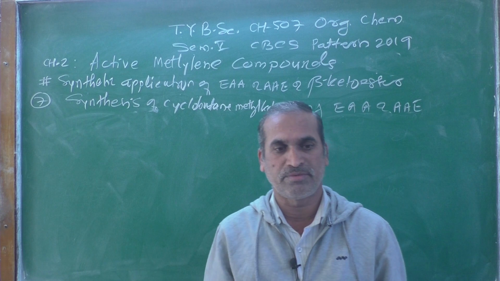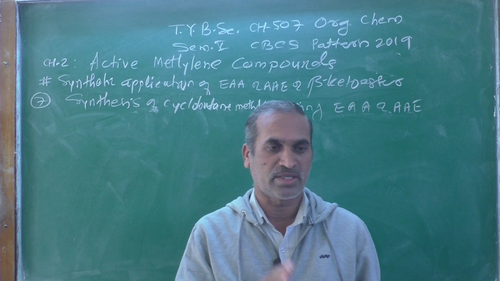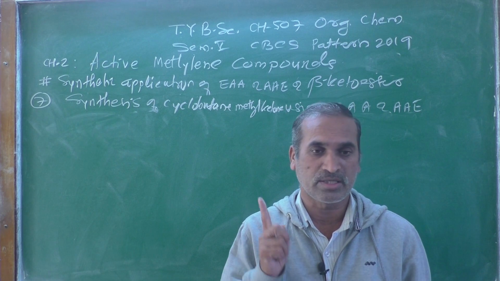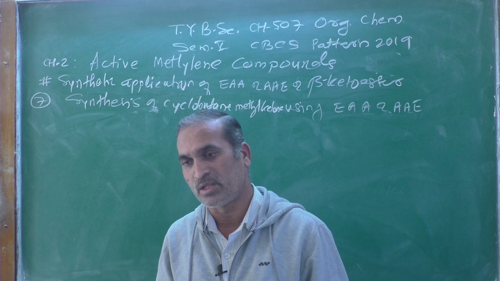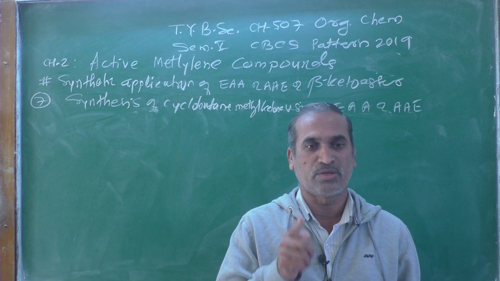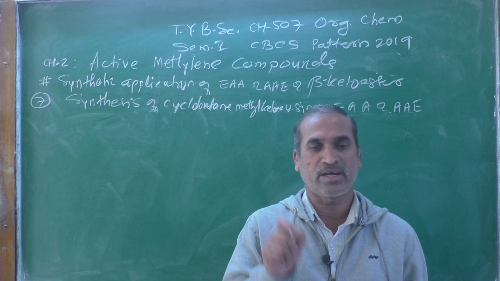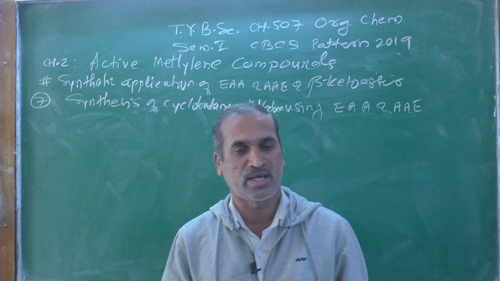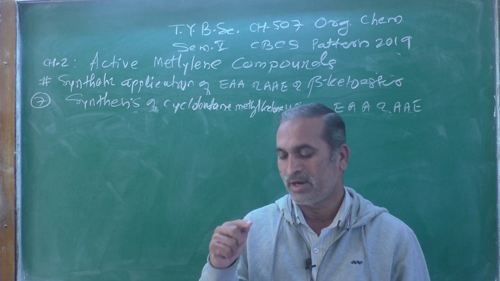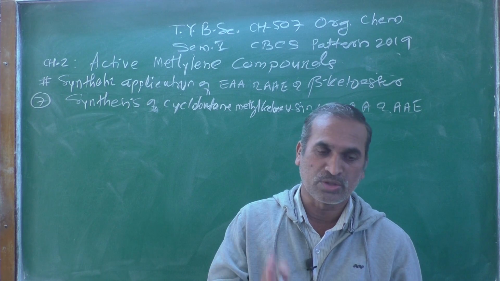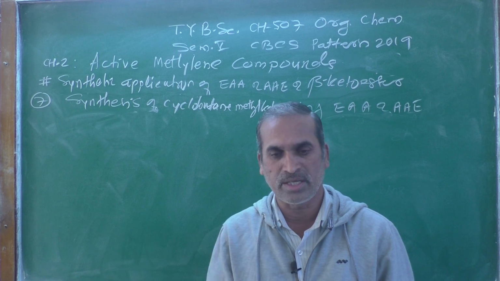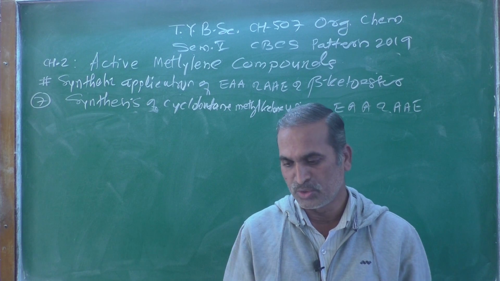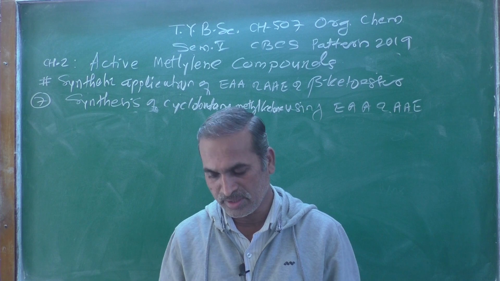Because there are a number of organic compounds which contain a CH2 group, but not all of them are called an active methylene group or reactive methylene group. The reactive or active methylene group is one which is flanked between two strong electron withdrawing groups. Such groups are known as reactive methylene groups, and compounds possessing such a group are known as active methylene compounds or reactive methylene compounds.